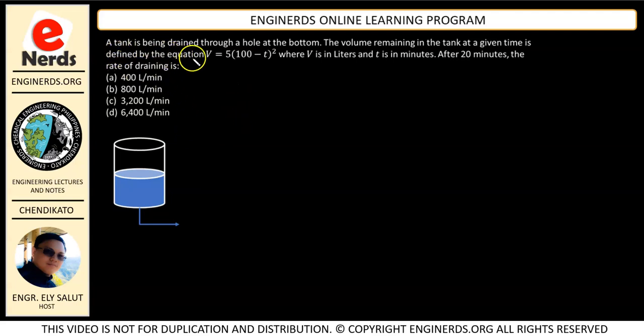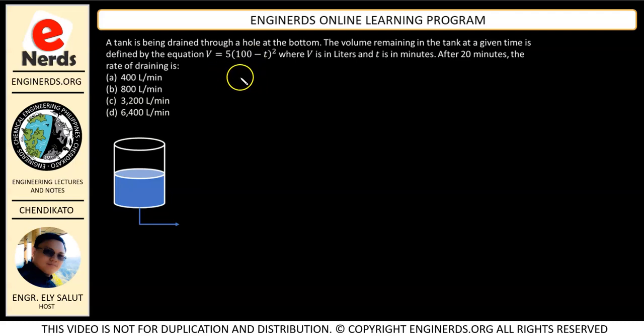A tank is being drained through a hole at the bottom. So ito yung ating tank and it is being drained dito sa bottom ng ating tank, okay? So the volume remaining in the tank at a given time is defined by the equation V is equal to 5 times 100 minus T squared.